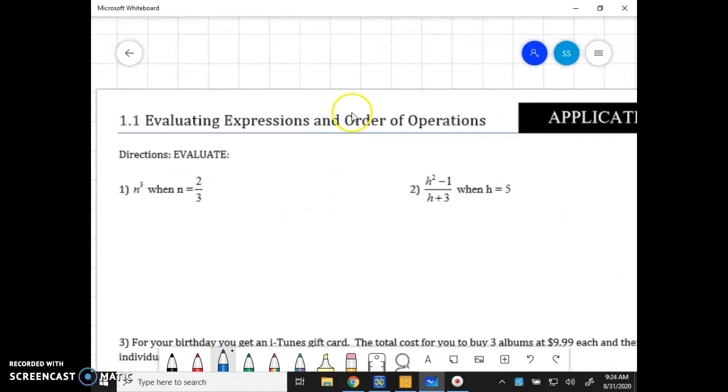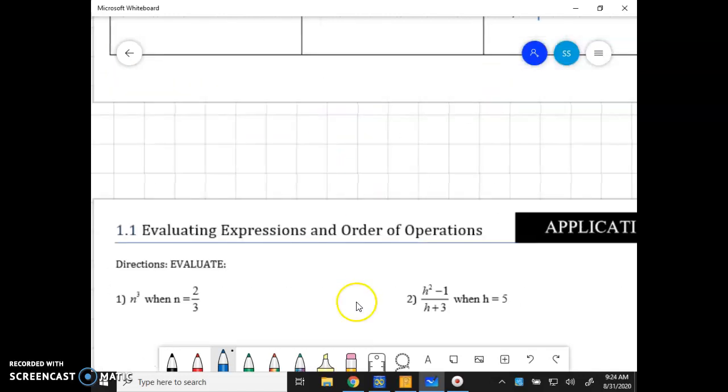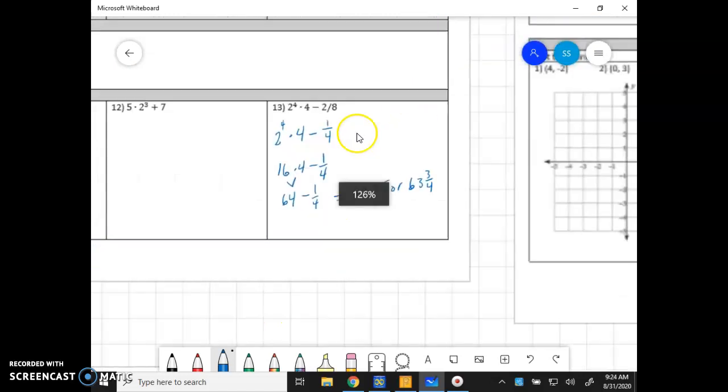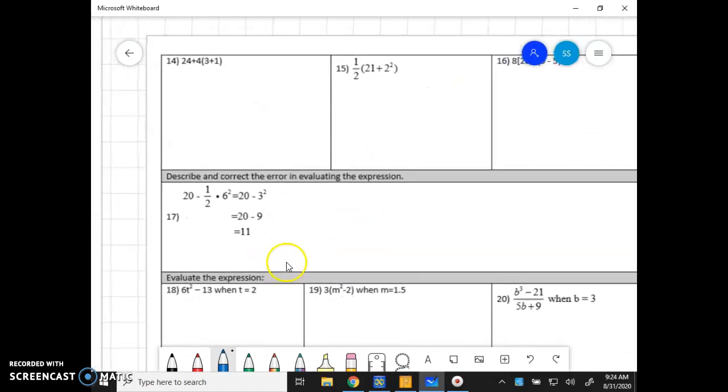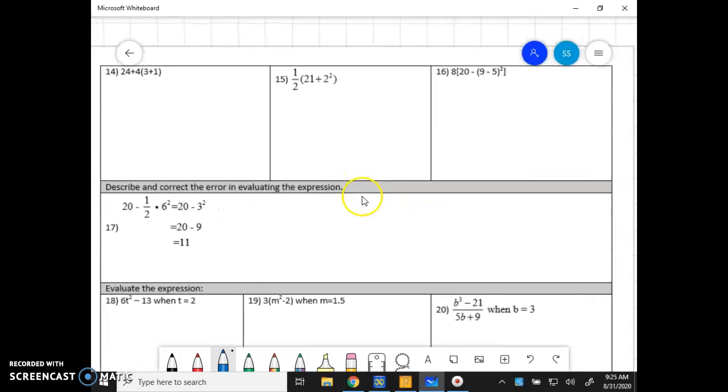All right, moving on. Oh wait, I want to go this way. 14 looks pretty similar. I'll let you guys do that one.